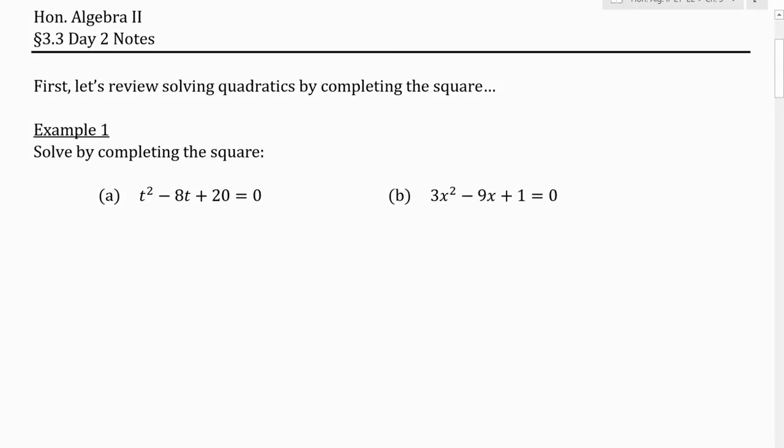All right, let's review completing the square. First, let's talk about A, because a lot of people will see that and automatically try to factor it, which is great. You should always do that, other than the fact that you're not paying attention to the directions. So if you saw t squared minus 8t plus 20 equals 0.